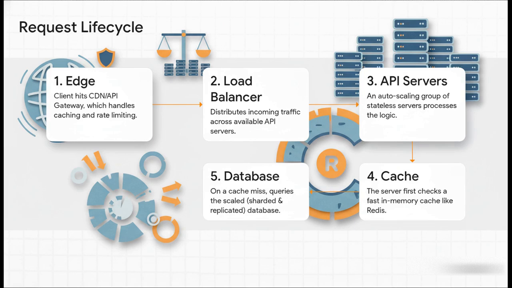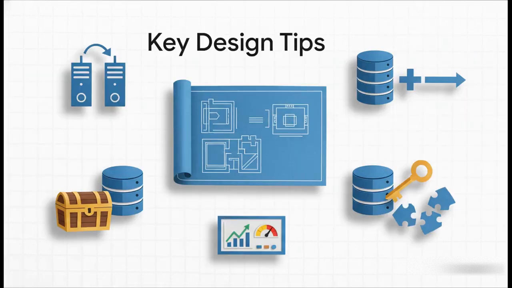The request then gets passed to a load balancer, which picks a healthy API server from a whole group of them. That server immediately checks our Redis cache to see if it already has the data. If it doesn't, a cache miss, then and only then does it go and query our database, which itself is scaled out using sharding and replication. This is what a real production-grade scalable system looks like. Now, if you are prepping for a system design interview, this slide right here is pure gold.